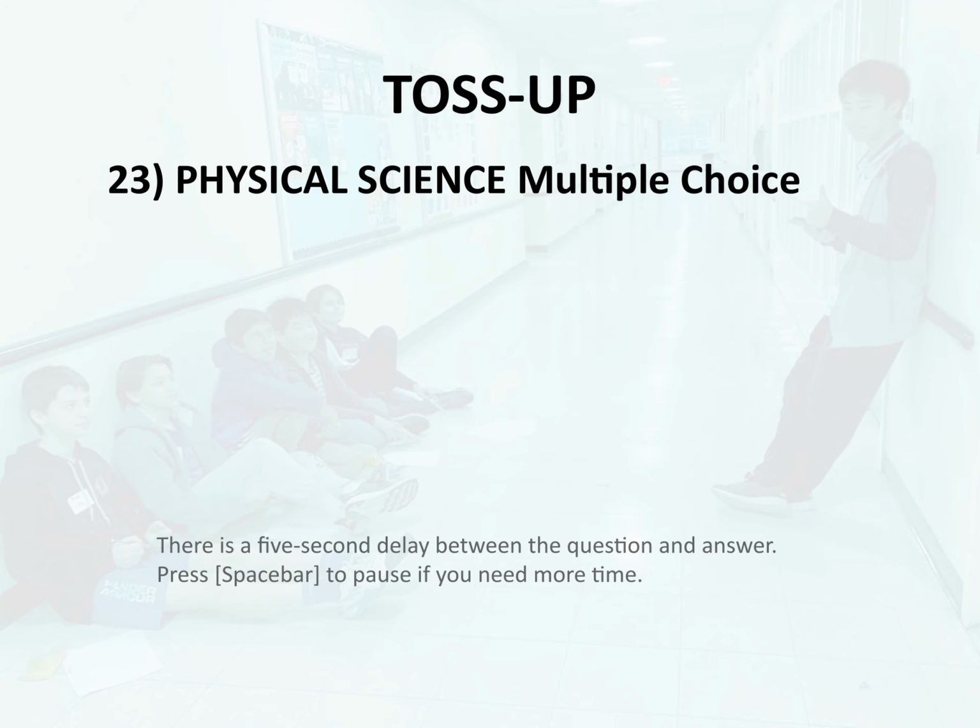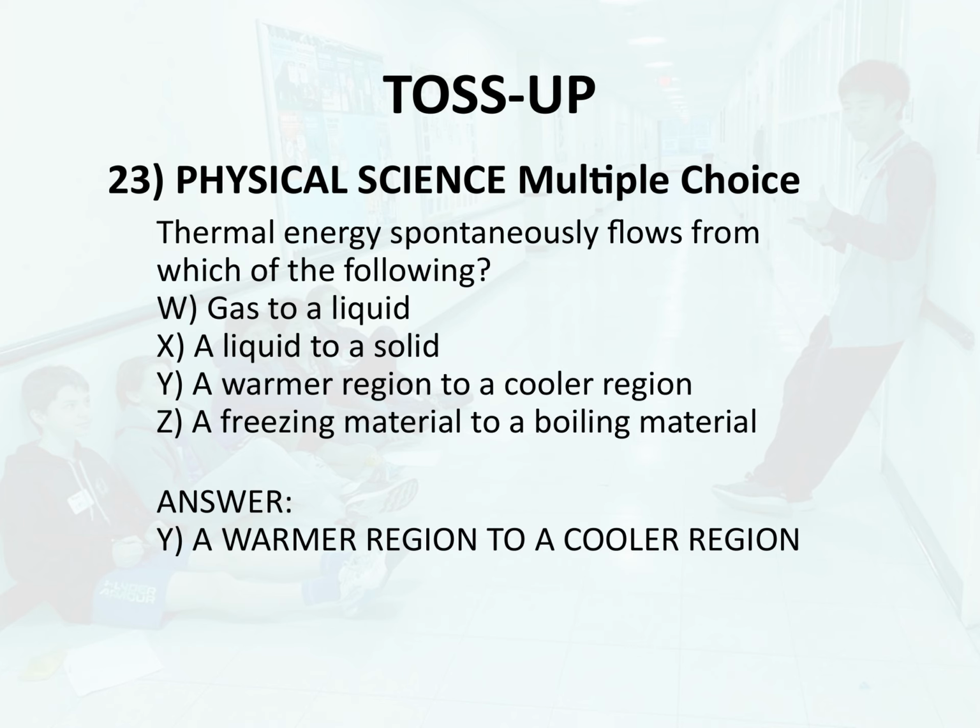Toss-up 23. Physical science. Multiple choice. Thermal energy spontaneously flows from which of the following? W: Gas to a liquid. X: A liquid to a solid. Y: A warmer region to a cooler region. Z: A freezing material to a boiling material. Answer: Y. A warmer region to a cooler region.